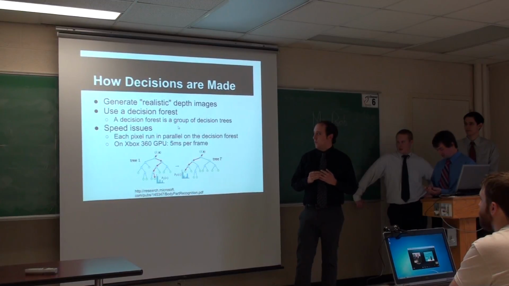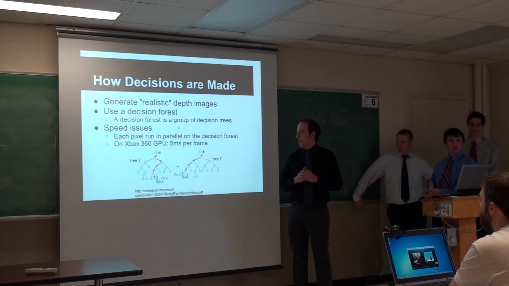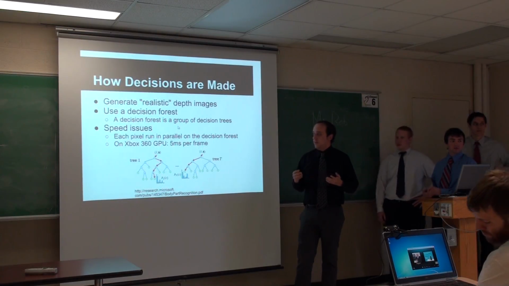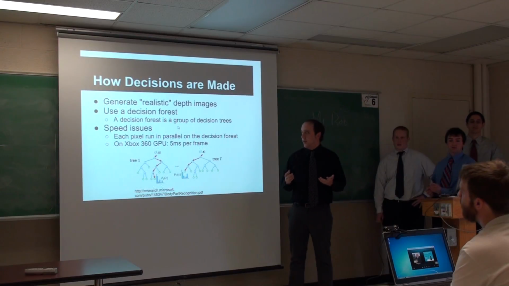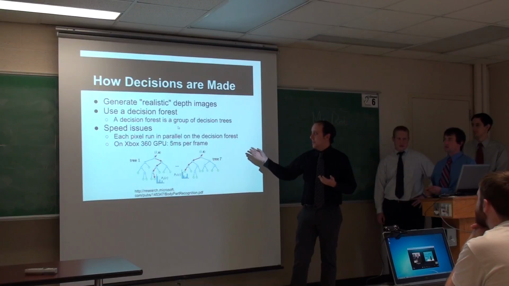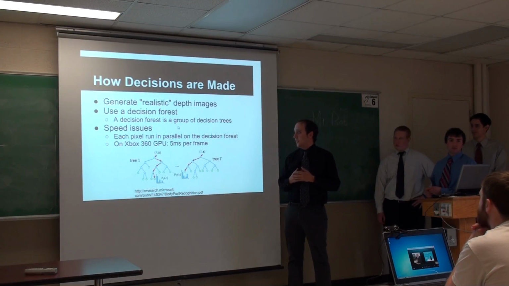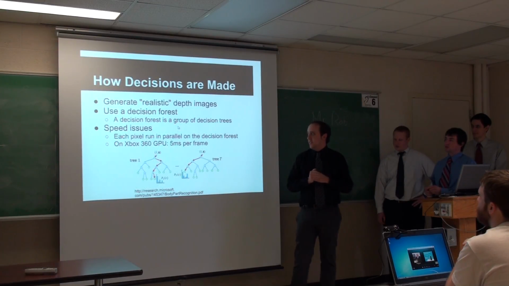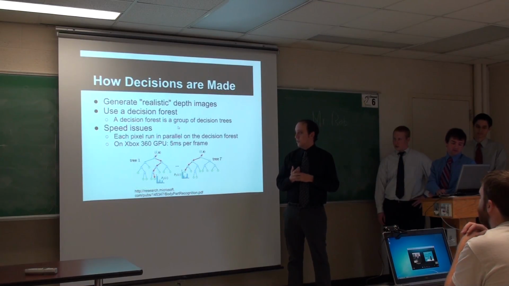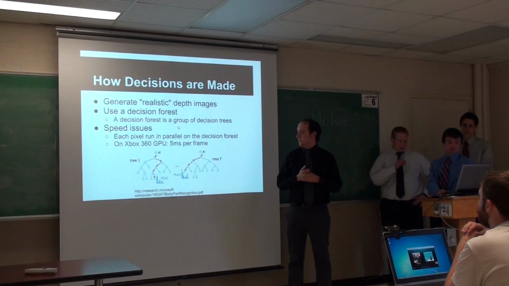The big issue that they were worried about at the time was speed, because you're generating all these images and running each pixel through all these decision trees. But since the decision trees aren't overfitting, it actually works quite quickly, and because they can run each pixel in parallel on the decision forest. When they tested on the Xbox 360 GPU, they actually were doing 5 milliseconds per frame, so they were extremely pleased with that.